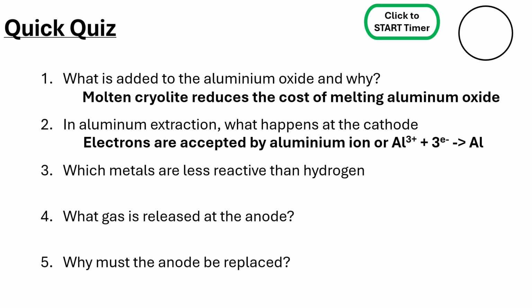And again, for those in the higher tier, you should be saying that we actually gain 3 electrons to be able to form the half equation. What metals are less reactive than hydrogen? Well, that comes down to us making jewelry. So it's our copper, our silver, and our gold.